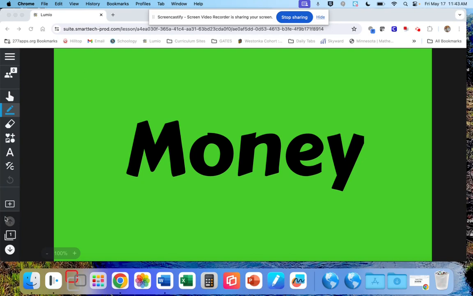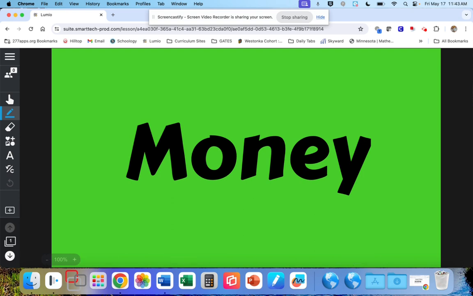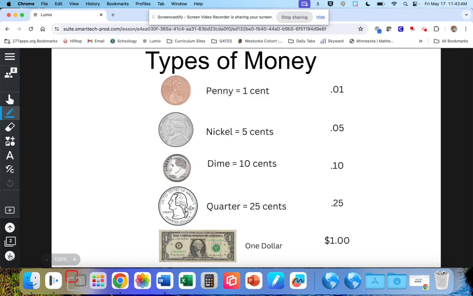We're going to be talking about the different types of money that there is and how to add and subtract when we're dealing with money, especially word problems. All right, our first thing is the types of money.